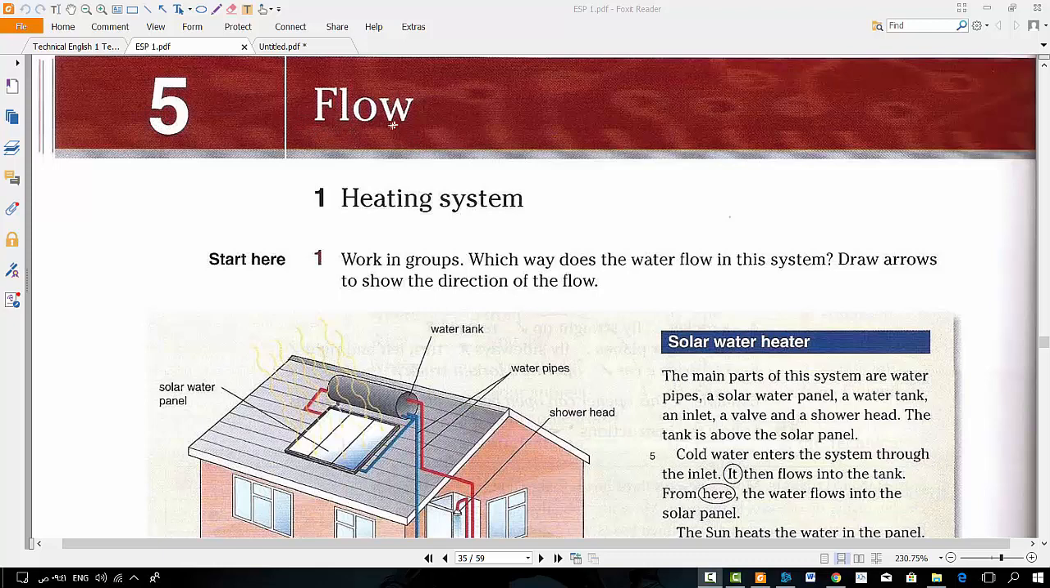Bismillahirrahmanirrahim. Unit 5, Flow. Lesson 1, Heating System. نظام التسخين.